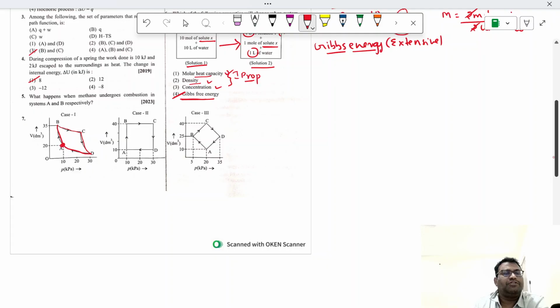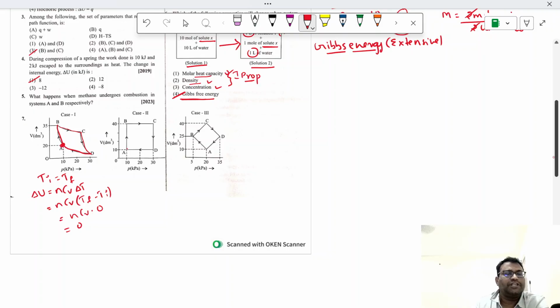So initial state is equal to final state. That means initial temperature is equal to final temperature, T initial is equal to T final. We have already studied this concept. When T initial is equal to T final, delta U is equal to nCv delta T, which is equal to nCv into (T final minus T initial), that is nCv into 0, which is equal to 0. So here delta U is equal to 0.